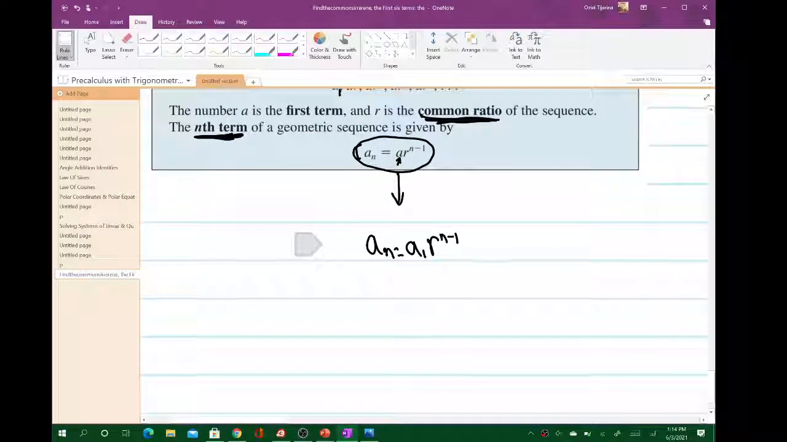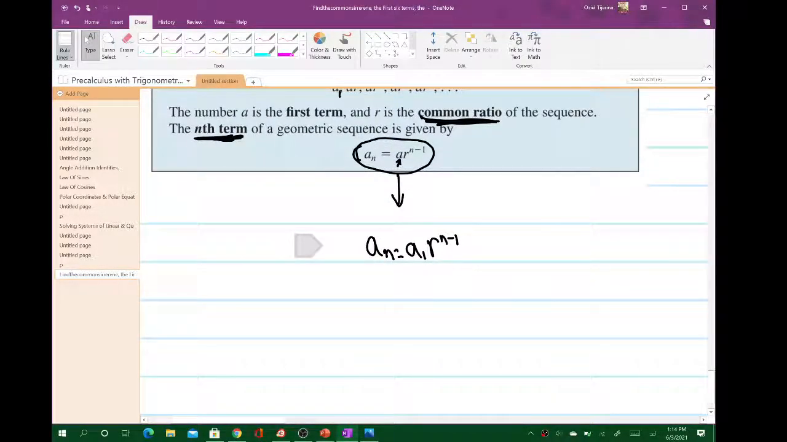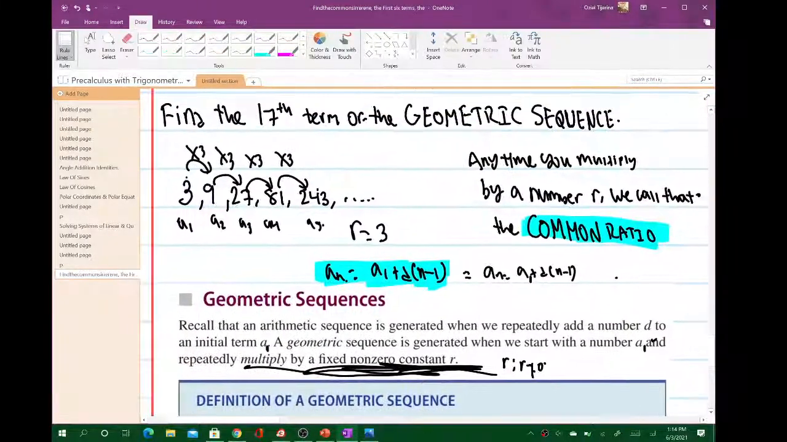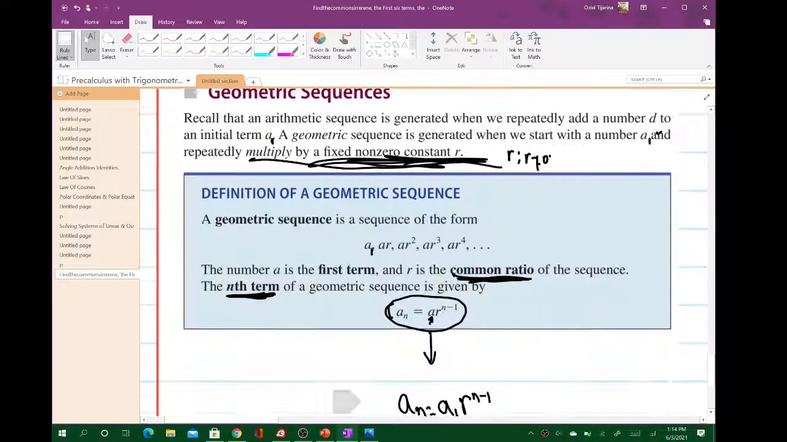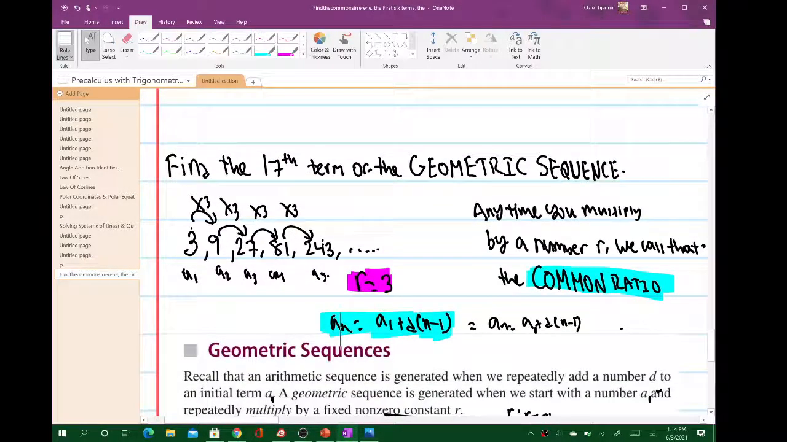How we do this problem is, we already know the common ratio. It's 3, 9, 27, 81, 243, so we keep multiplying by 3. That means that r equals 3 here. We know that r equals 3.